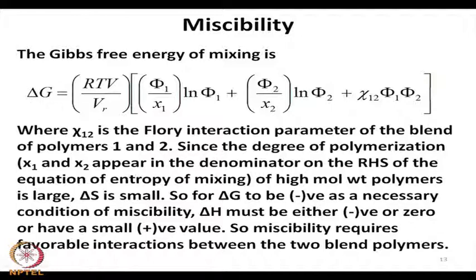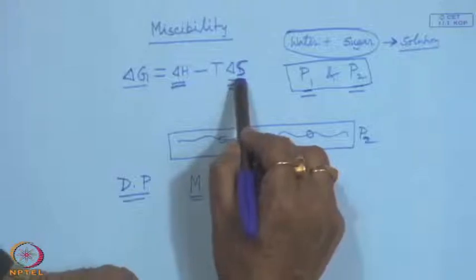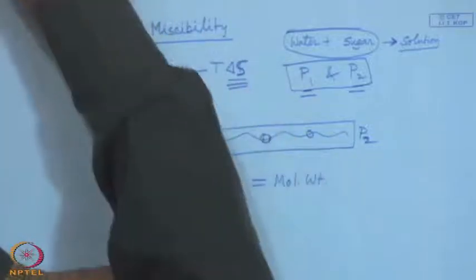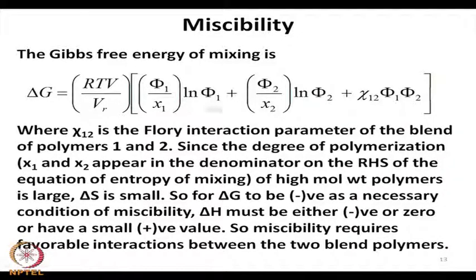Since the degrees of polymerization x 1 and x 2 of the two component polymers appear in the denominator on the right hand side of the equation of entropy of mixing, this means the entropy of mixing of high molecular weight polymers is very large in terms of x, and therefore, the delta S is very small. So, that means this x 1 and x 2 comes in the denominator, so the delta S component becomes very small.